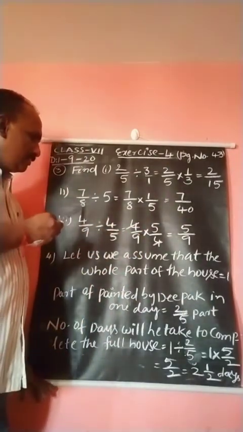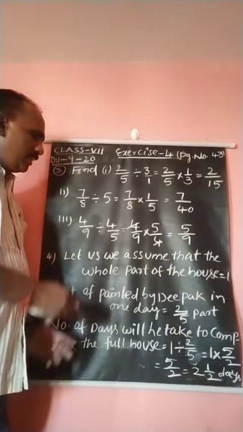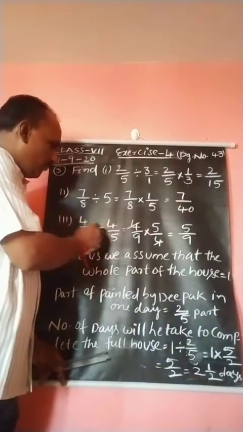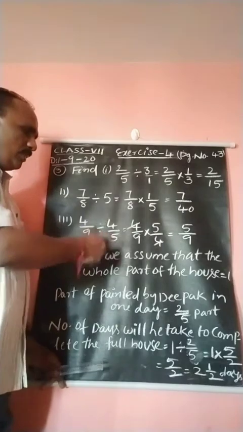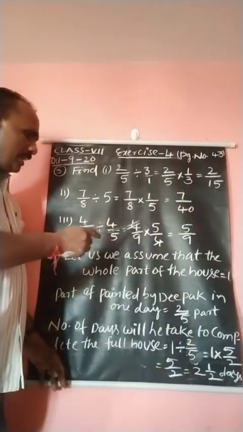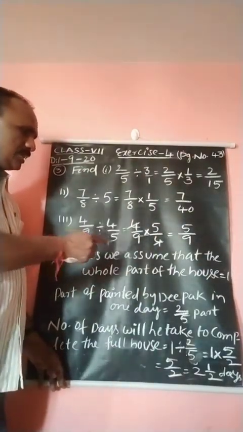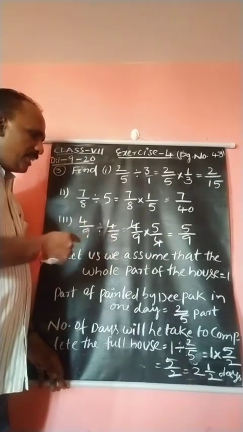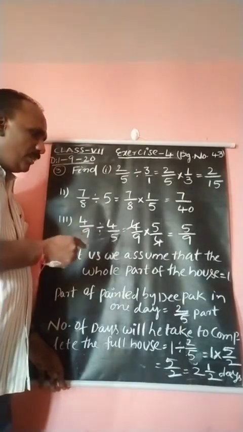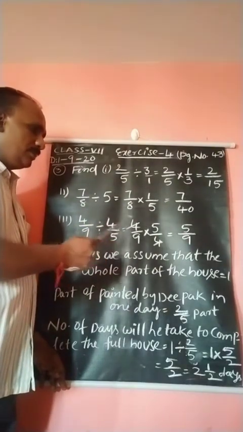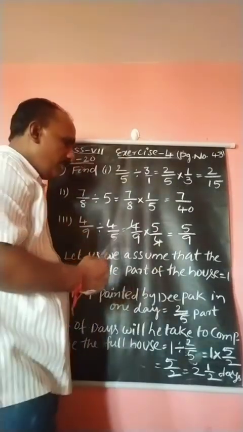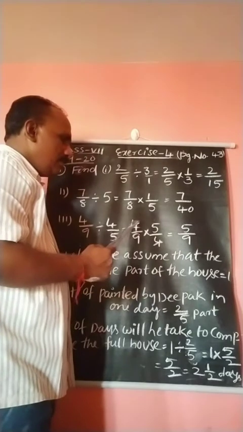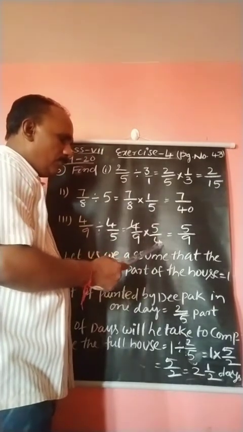And third one, 4 by 9 divided by 4 by 5. Next 4 by 9. The division can be placed as multiplication. Next, immediately the fraction 4 by 5 can change as 5 by 4, its reciprocal. 4 by 5 means 5 by 4. Then the numerator 4 and denominator 4 will be cancelled.